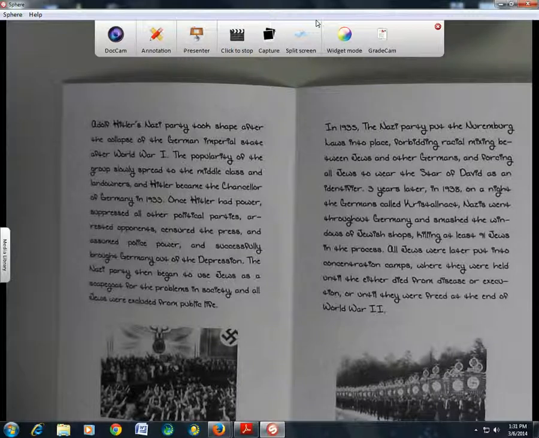Once Hitler had power, he suppressed all other political parties, arrested opponents, censored the press, and assumed police power, and successfully brought Germany out of the Depression. The Nazi Party then began to use Jews as a scapegoat for the problems in society, and all the Jews were excluded from public life. And this goes on for another paragraph.